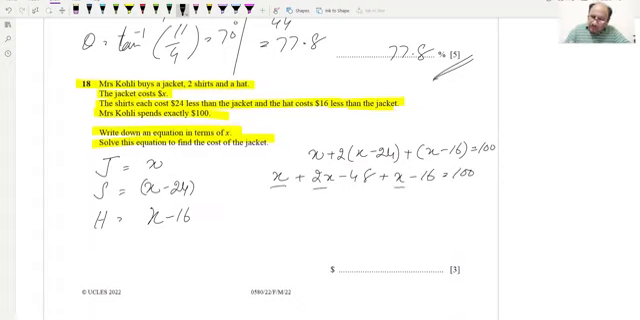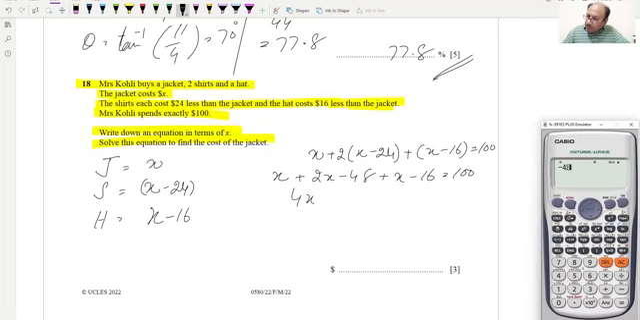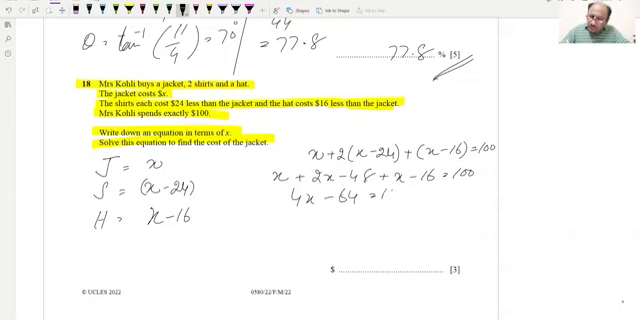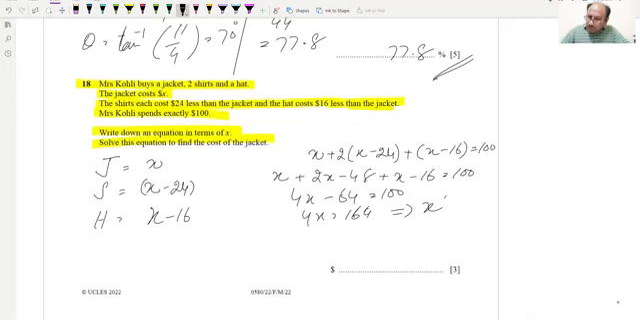Adding the like terms, this will be 4x, and this will be minus 48 minus 16, which is minus 64, equal to 100. So 4x is equal to 164. This implies x will be equal to 164 divided by 4, which will be equal to 41. So x value is equal to 41.